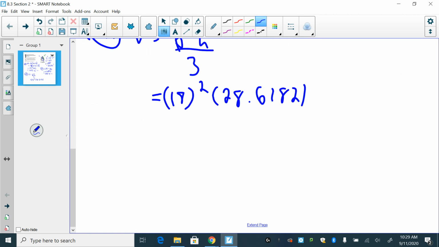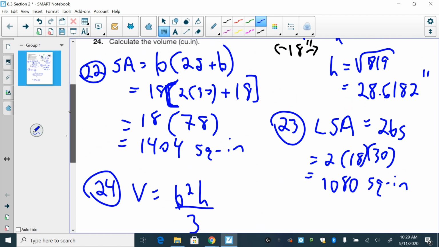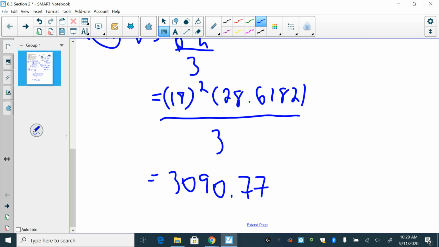And I'm going to divide that by 3. Just punch that in your calculator. 18 squared times 28.6182 equals, and then I'm just going to hit divided by 3 after that, and I get 3090.77, and that was in inches. So I'm going to go cubic inches. I'll just write it like this, and I'm done.